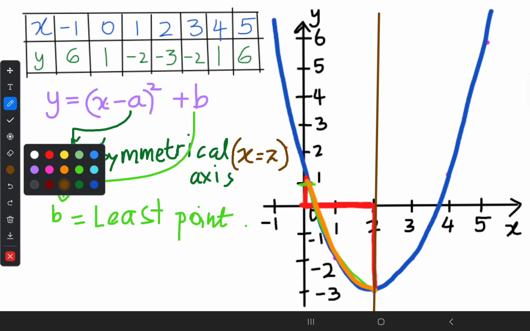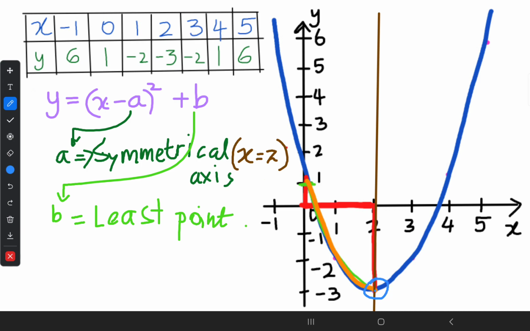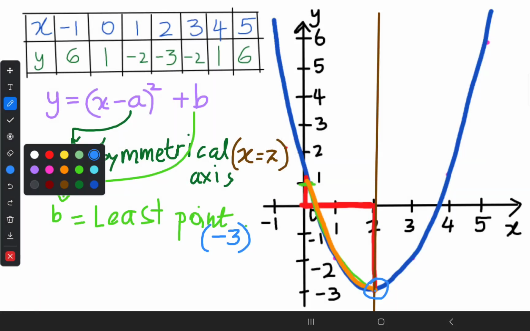Similarly, the next thing is the least point of the graph. This is the least point. That means for the least point we have to consider its corresponding y value, not its coordinate. Least point means the y value. So the least point of this given parabola was -3. By using that, we can easily write our graph equation.